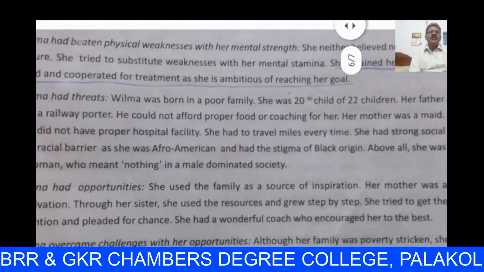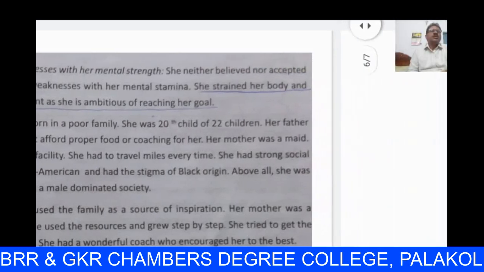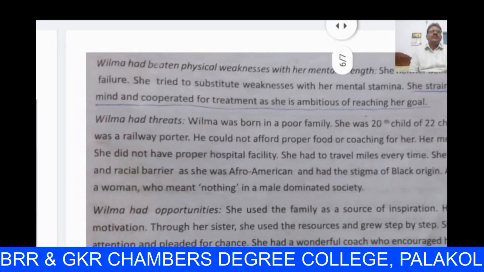Let us see how Wilma overcame the weakness. Wilma had beaten physical weaknesses with her mental strength. Already I told that physically she was weak, mentally she was strong. That weakness was beaten by her mental strength. She neither believed in nor accepted failure.